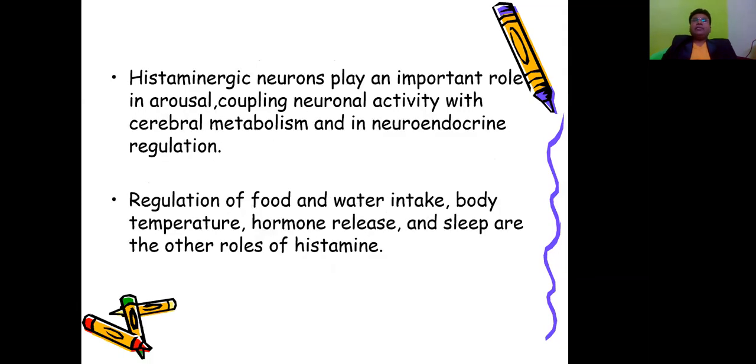The histaminergic neurons play an important role in arousal, coupling neuronal activity with cerebral metabolism and neuroendocrine regulation. And also, it is helpful in regulation of food and water intake, body temperature, hormone release, and sleep are the other roles of histamine.